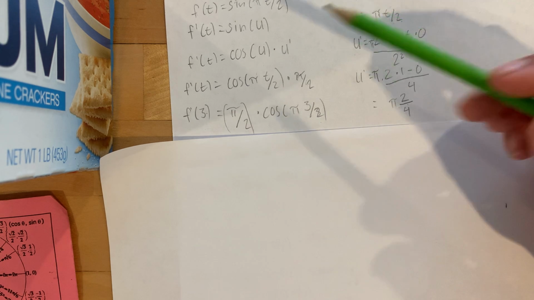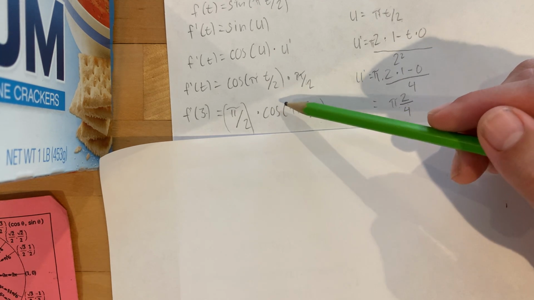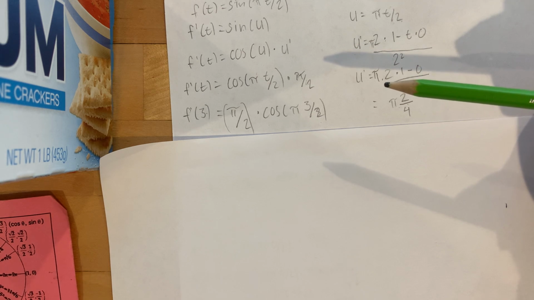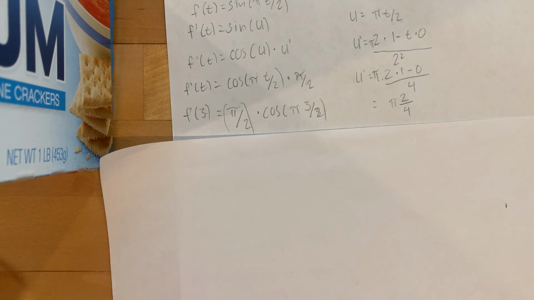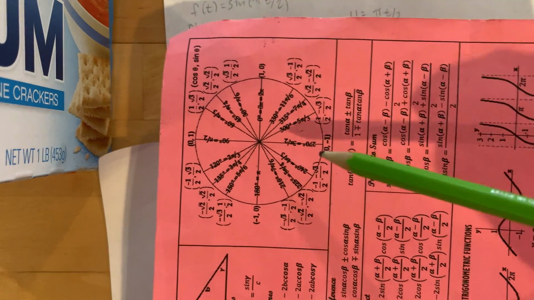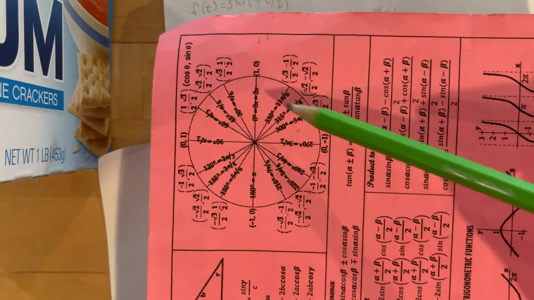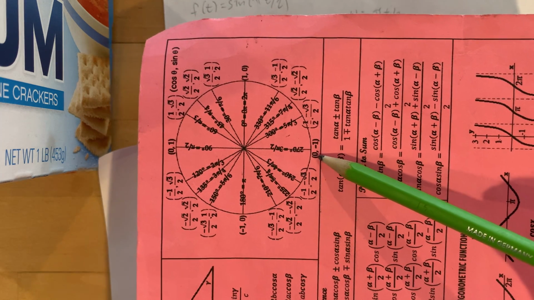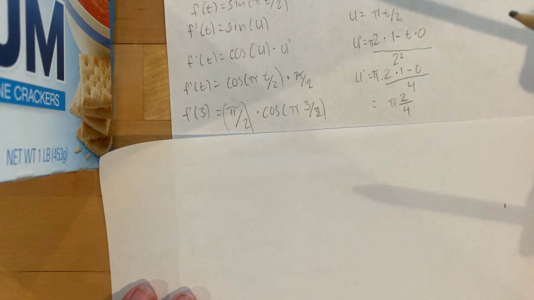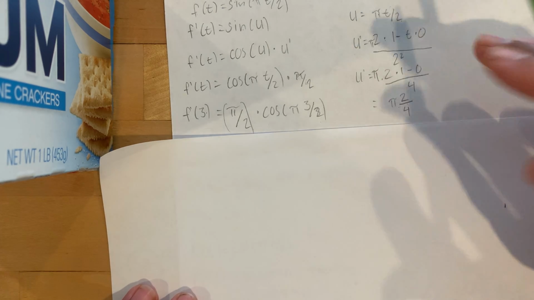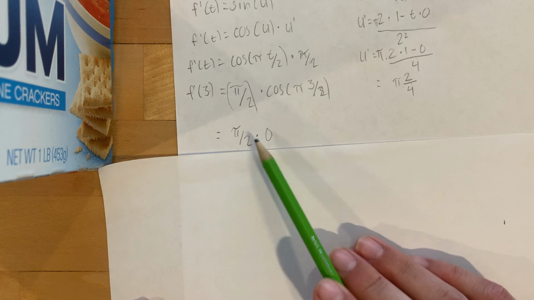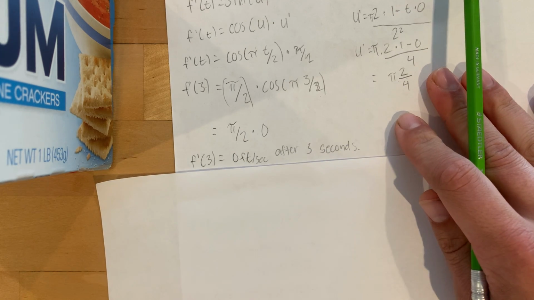We know that cosine of 3 pi over 2 is going to be 0, because if we go ahead and look at our unit circle here, I don't know how well it's going to show. Right here, because cosine is always the x value, we can go straight down, and we know that it is 0. So we now know that after 3 seconds, the velocity of our particle is going to equal 0, because anything times 0 is always 0.